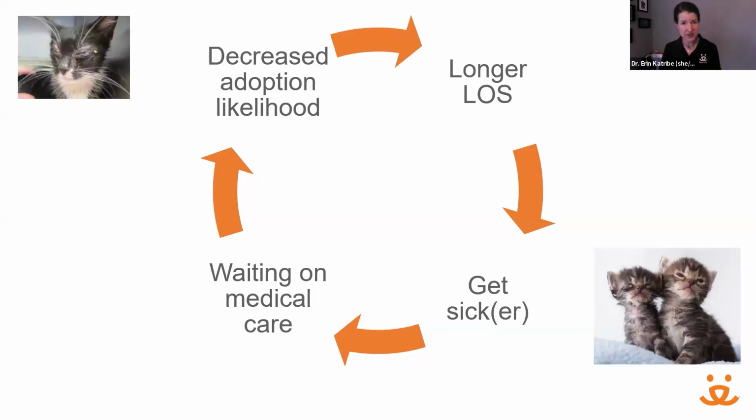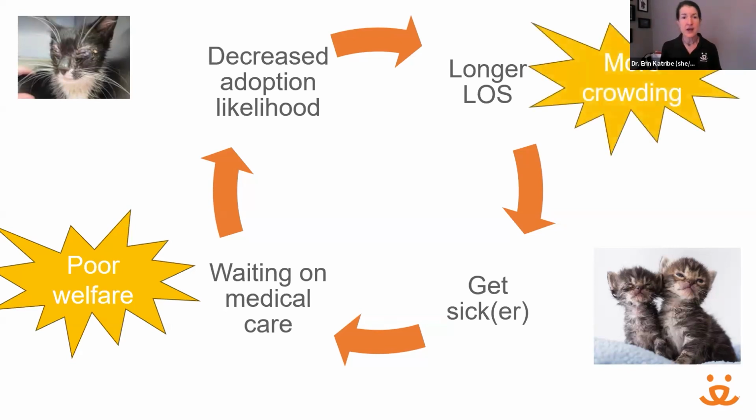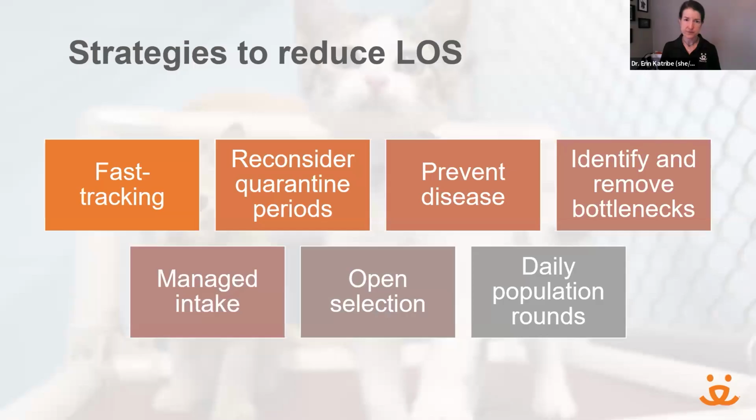And what happens with longer length of stay is those animals will get sick and they have to wait on medical care. And because nobody wants to take home a sick pet, we have a decreased adoption likelihood, which means they stay even longer. And then they get sicker, and we keep going around and around this vicious cycle. And what that means is those animals, while they're waiting and while they're getting sicker, have poor individual welfare and we have more crowding. And so not only is it worse for the individual, but it's also worse for the whole shelter.